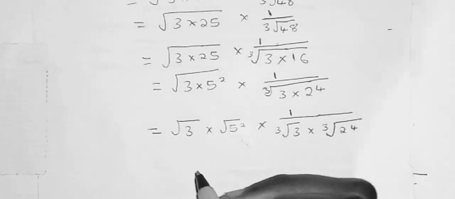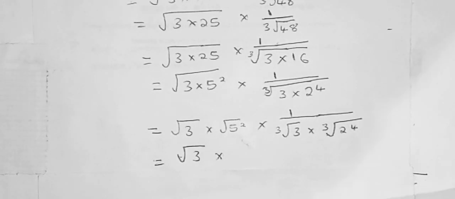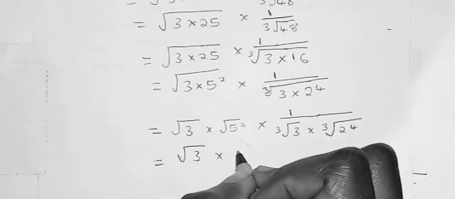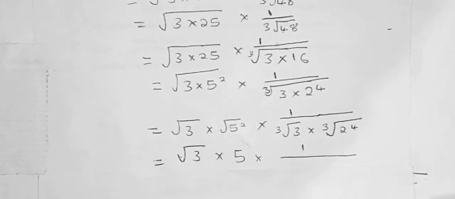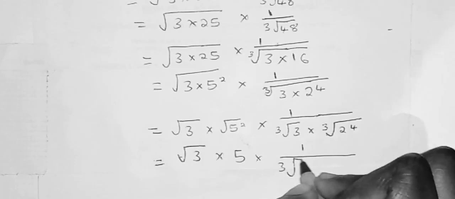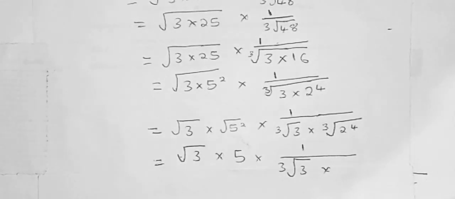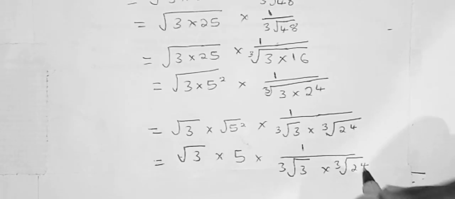So let's move forward. 3 times, you're going to get a 5, and then times 1. So the cube root of 3, you should get that one, and also the cube root of 3, and then 2 to the 4. You get it like that.